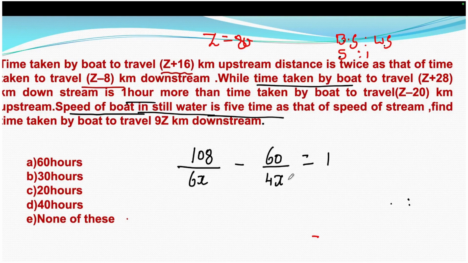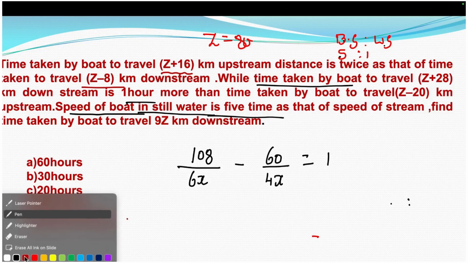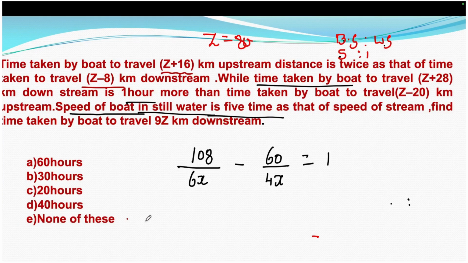Now I have to solve this equation. From this statement, I will get to know x. Directly, I can do it. 6 ones are 6, here I can cancel directly. 6 ones are 6, again I can cancel. 6 eights are 48. 4 ones are 4, 4 15s are 60.